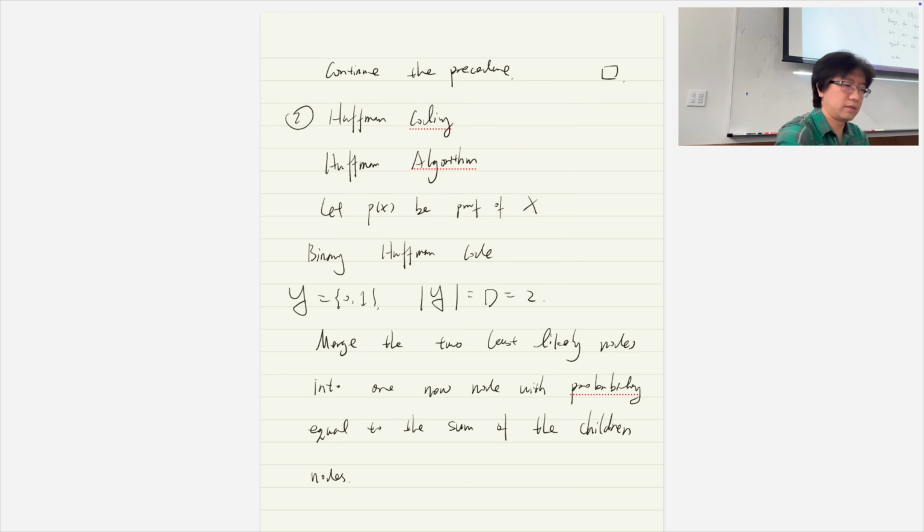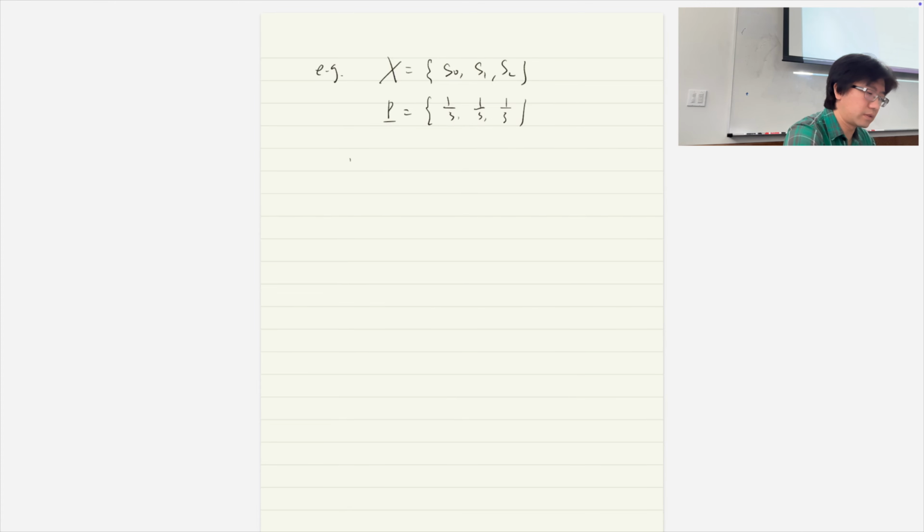Okay, let's see what we mean by that exactly. Let's see an example. We consider a source that has three symbols, S0, S1, and S2. For simplicity, we just assume the probabilities are all the same, 1/3, 1/3, 1/3. The first thing we need to do is list all the symbols in this way.